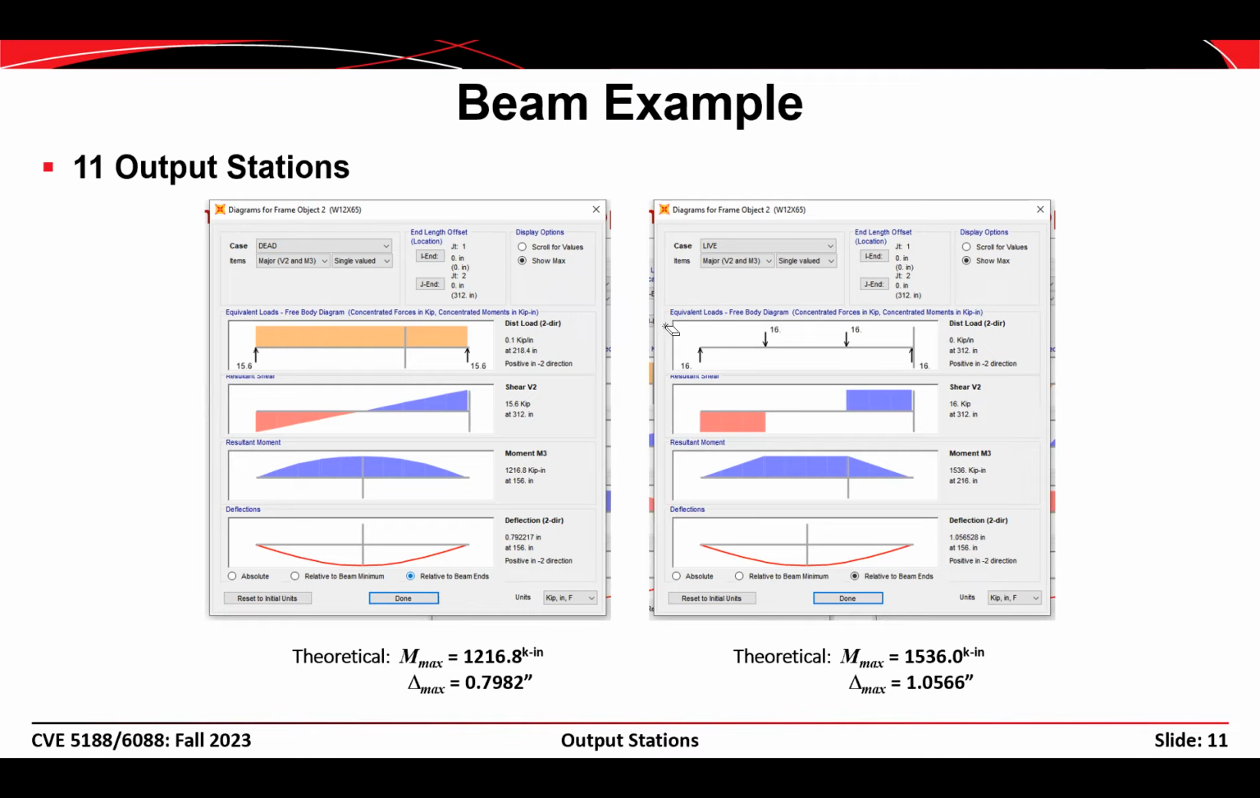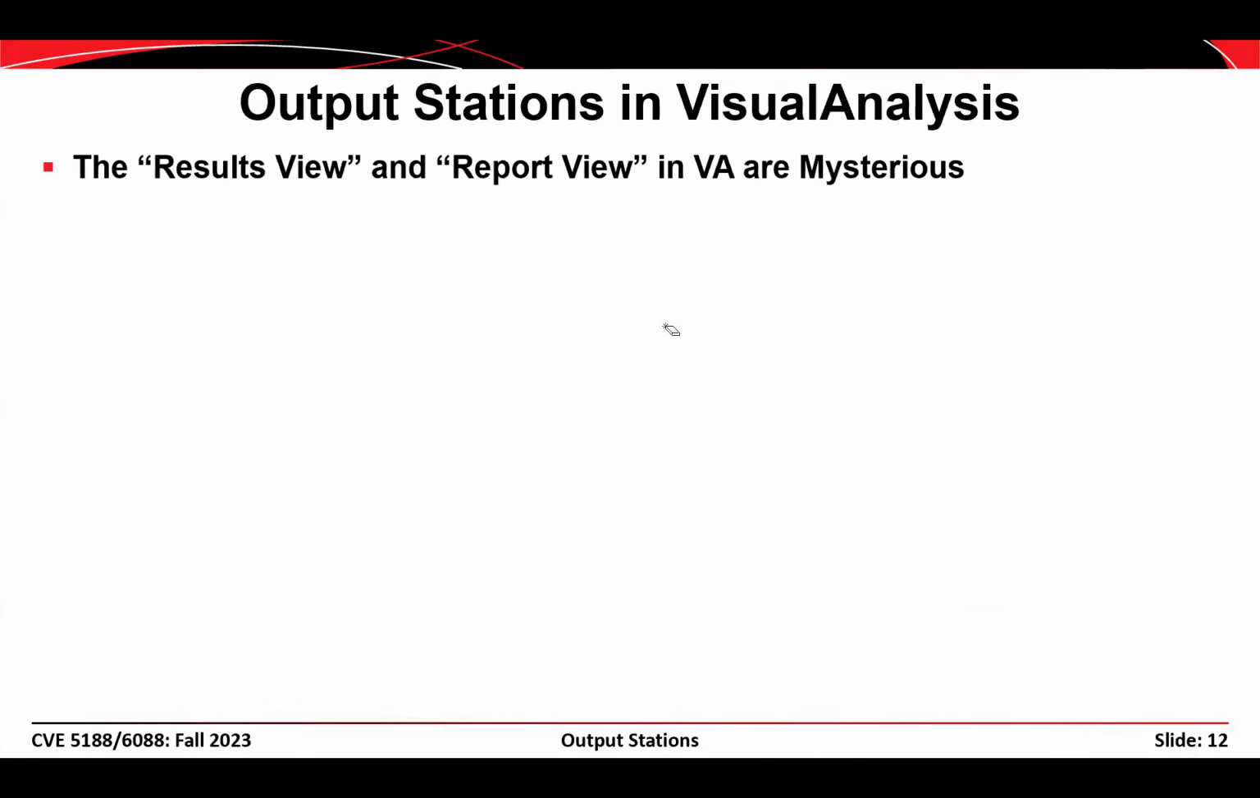And what's the analogous in visual analysis? Well, visual analysis actually does a pretty good job in the results view of giving you the output everywhere. It's a black box. I don't know how it works, but somehow it goes in and figures out where the maximum values of bending moment and shear force are, and it reports values at the points along a beam where you want to know them. And so, it's good and bad because it works, and it usually works okay, but if you don't know how it works, you can't be sure that it's working the right way every time.